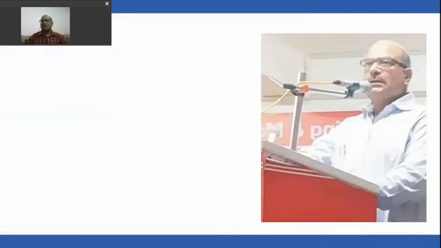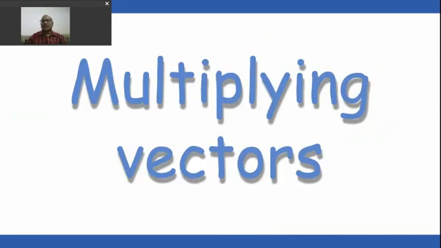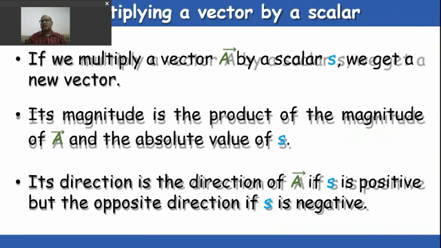Myself, Dr. Pradeep Sharma from University of Engineering and Management, and today we will be multiplying the vectors. You can understand that if a vector is available, then we can multiply that vector with a number, and further we can multiply the vector with a quantity with a direction, because physical quantities have two types of nature: one is a scalar, or a vector quantity. So a vector quantity can be multiplied by a scalar quantity as well as a vector quantity.